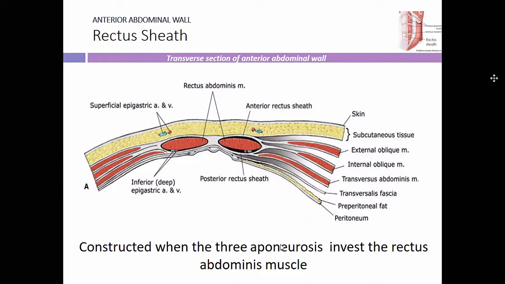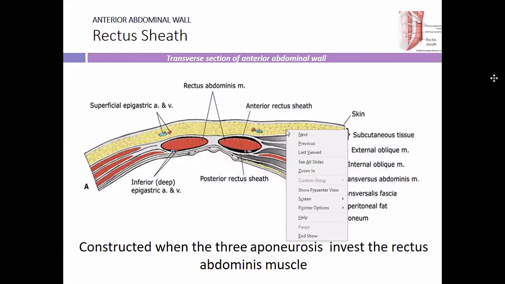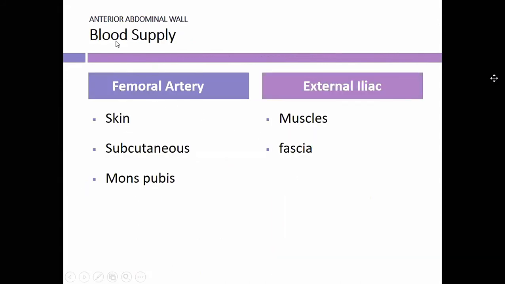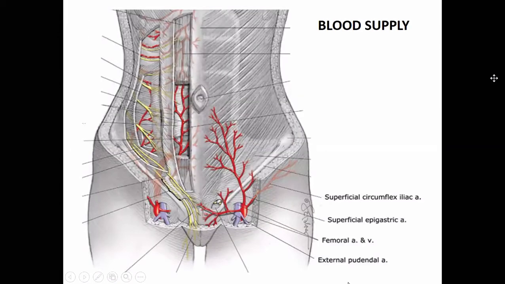Now, next we have to consider the blood supply also of the abdominal wall. So the blood vessels supplying the superficial layer, the skin, subcu, and the mons pubis is from the femoral artery, while deeper are the external iliac artery. So the femoral artery supplies this superficial structure, the skin, including the mons pubis.